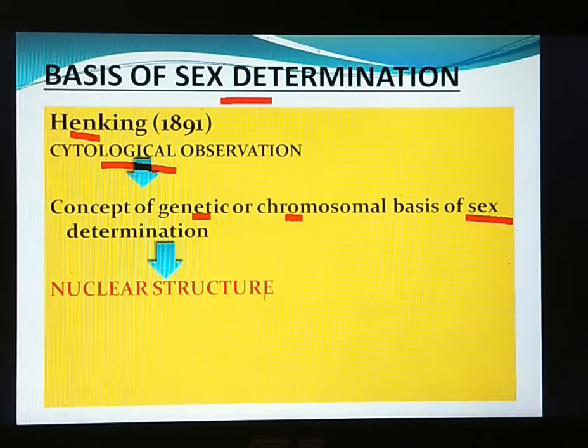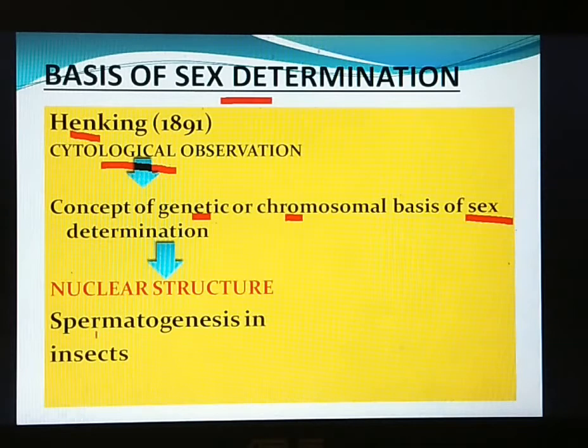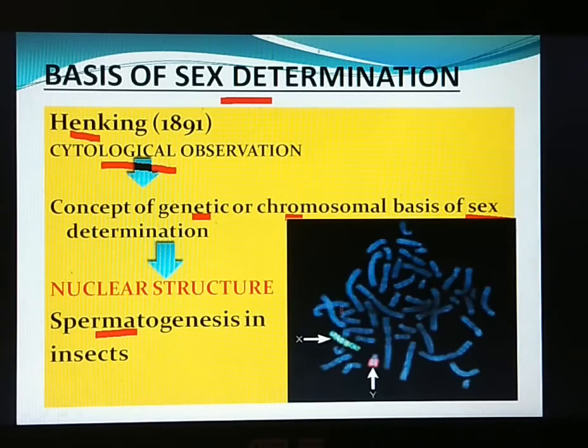Henking in 1891 found some nuclear structures when he was studying spermatogenesis in some insects. What is spermatogenesis? It is nothing but the formation of male gametes, and those are the sperms. So we can call spermatogenesis gametogenesis too, since it is the formation of gametes. Henking found some unique structures when he observed under the microscope inside the nucleus. Those were the chromosomes, but he found a unique pattern or structure inside the nucleus.